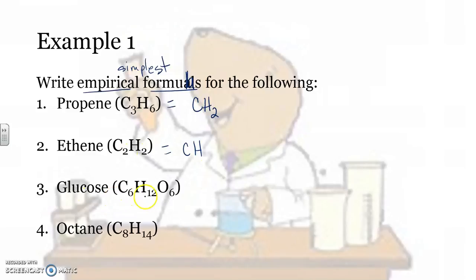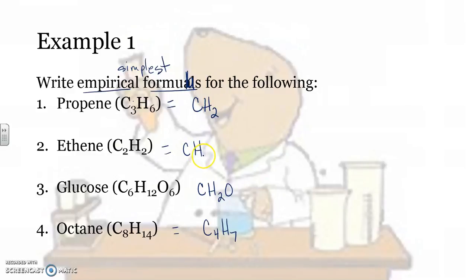Okay, for glucose, we can pull out a 6 and make it CH2O. And for octane, we could pull out a 2 and make it C4H7. Okay, so these molecular formulas are specific to those individual compounds. Glucose is the only thing that will have C6H12O6. Okay, ethene will be C2H2.